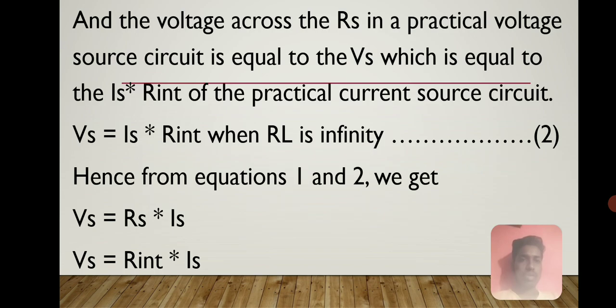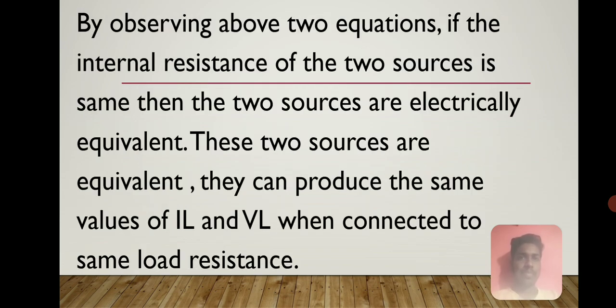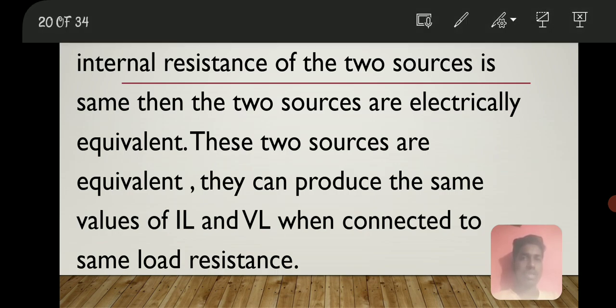Here we are getting two equations and we are solving. By observing the above two equations, if the internal resistance of the two sources is the same, the two sources are electrically equivalent. These two sources are equivalent; they can produce the same values of IL and VL when connected to the same load resistance.